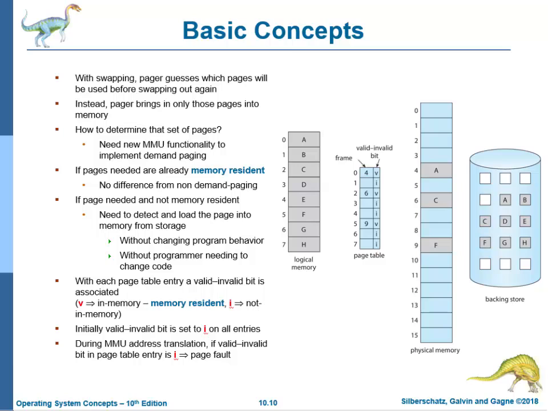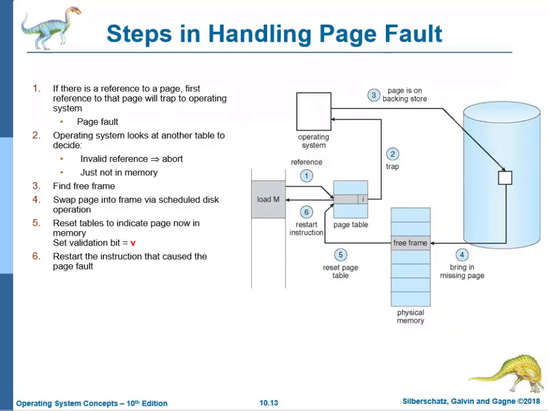If the process only ever accesses pages that are loaded in memory, so-called memory resident pages, then the process runs exactly as if all the pages were loaded into memory. On the other hand, if a page is needed that was not originally loaded up, then a page fault trap is generated, which must be handled in a series of steps.